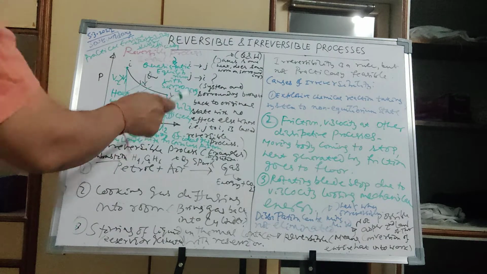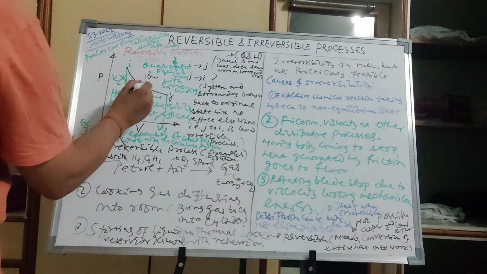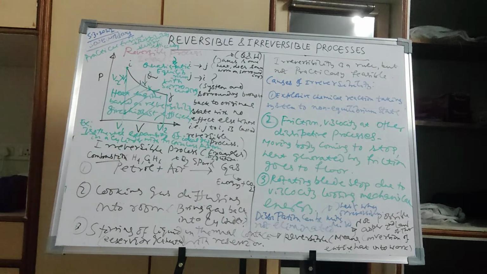Now the question is, can we go from J to I? Like I have come from I to J, can I go from J to I? If I can go from J to I, then it will be reversible. Okay. So let us see why reversibility is not possible. That we'll discuss.